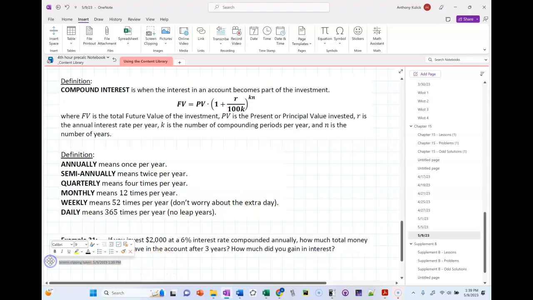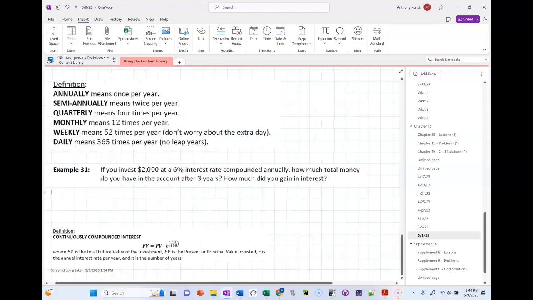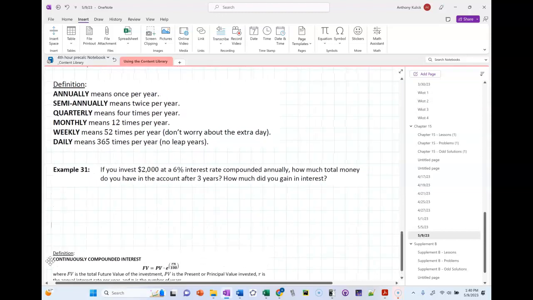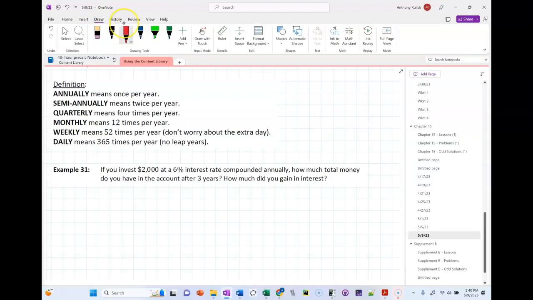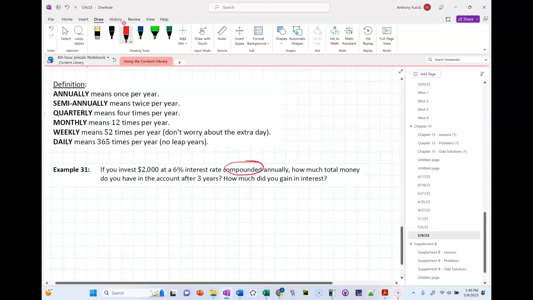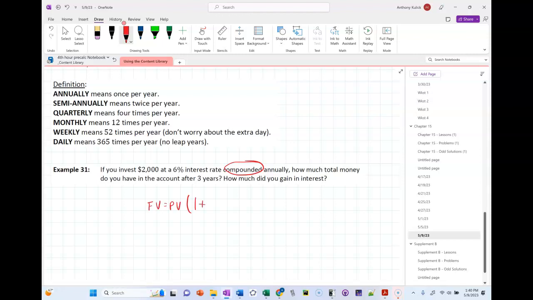This one says if you invest $2,000 at a 6% interest rate compounded annually, how much money do you have in the account after 3 years? This is almost exactly the same question as what we just asked before with simple interest, right? What's the only difference? We hear the word compounded. So that tells us we should be using the compound interest model.